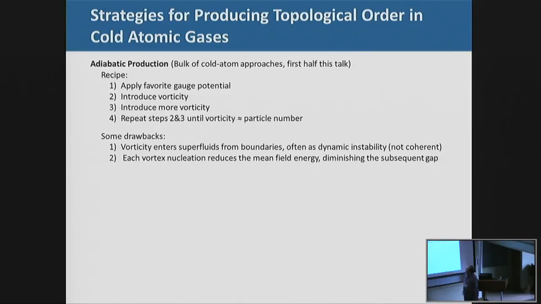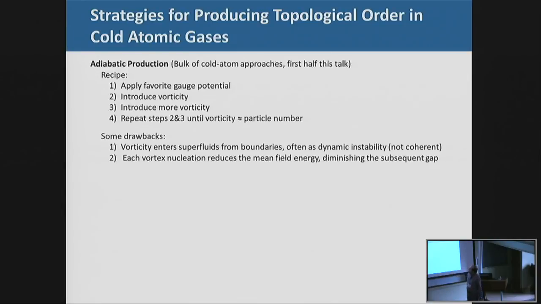And the first one that I want to talk about is adiabatic production. And so really, I think to some extent, the bulk of the cold atom approaches are like this. And I'm going to talk about one in the first half of this talk that is an adiabatic production scheme. And the recipe here is to apply your favorite gauge potential. I'm not going to make a big deal out of what the gauge potential is. I'm going to happen to use the oldest one in our toolkit for neutral atoms, which is rotation.